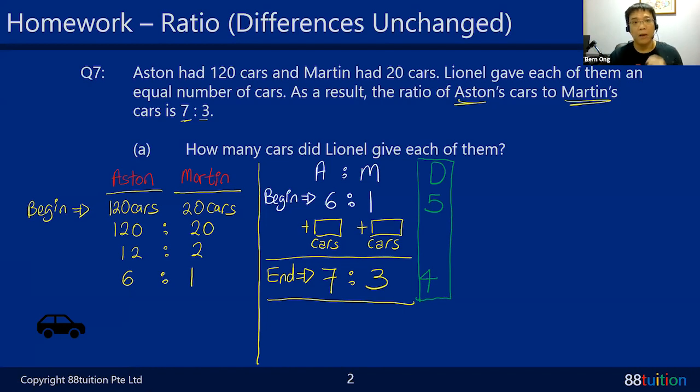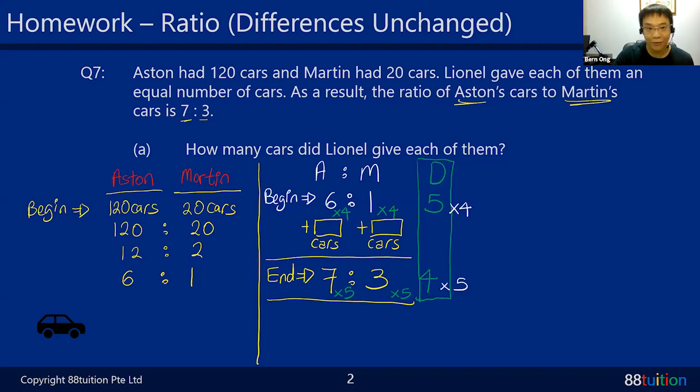So for example, 5 timetable: 5, 10, 15, 20, 25. 4 timetable: 4, 8, 12, 16, 20, 24. The number 20 repeats itself, right? So down here must times 4 to give me 20. Down here must times 5 to give me 20. Can you see now? To be fair, if you times 4 for the difference, everybody in the same row must times 4. Times 5, everybody in the same row must times 5. You must bring the ratio to the same level for comparison.